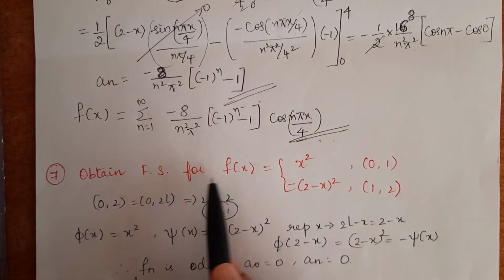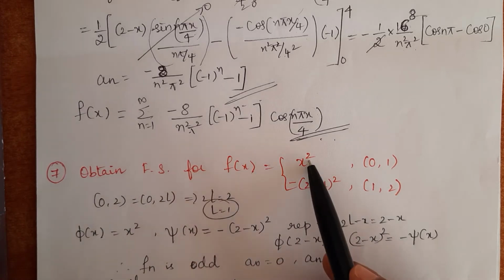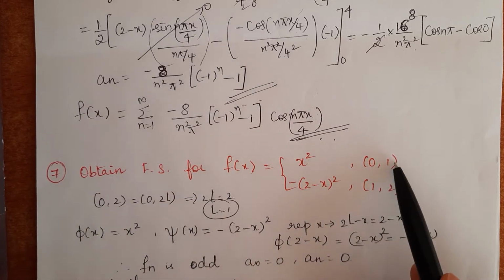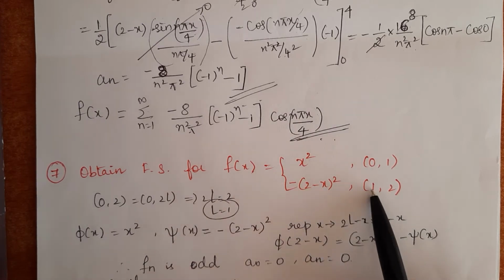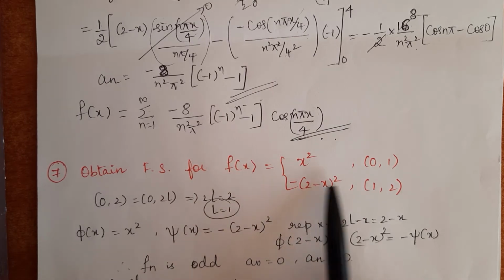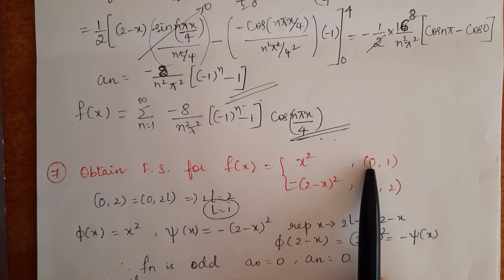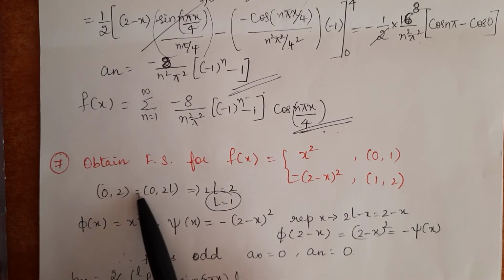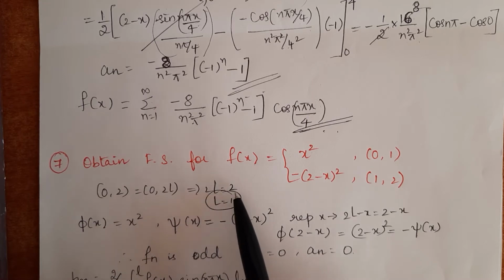Obtain the Fourier series for the function f of x equals x square in the interval 0 to 1 and minus of 2 minus x the whole square in the interval 1 to 2. Again, here we have a splitted function, and when we observe the interval, it is comparable with 0 to 2l. So 0 to 2l is compared with 0 to 2. Therefore, our 2l value is 2, l value becomes 1.